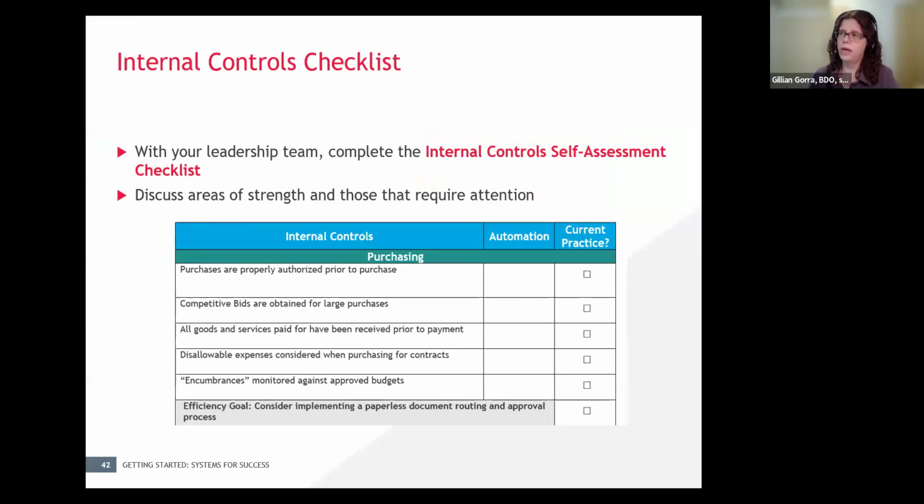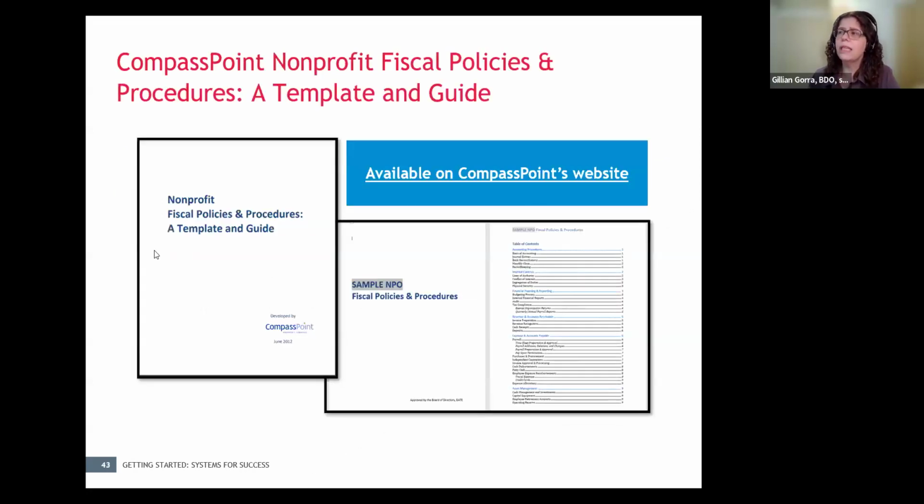One of the things I want to point out that we have there is an internal controls self-assessment checklist. This is something you can go through and think about: do we have controls in place in these different areas of the organization? If the answer is no, it might be something to think about. Is it something that we want to think about instituting this year? We also link to a really great resource by our friends at Compass Point. They've got a whole guide to building policies and procedures and a sample document there for you to use and update and edit to make sense for your organization.